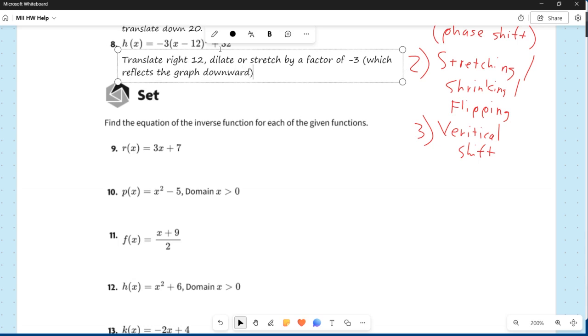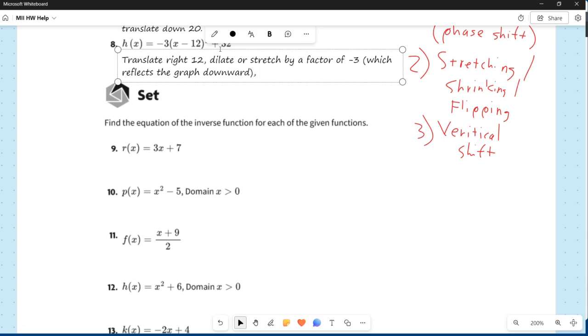So when you dilate or stretch by a negative number in this context, not only are things going to become more steep, right? That's what the 3 does. But it's also going to flip it. That's what the negative does. So you could either say this is two different things or one thing. They happen almost instantaneously, I guess.